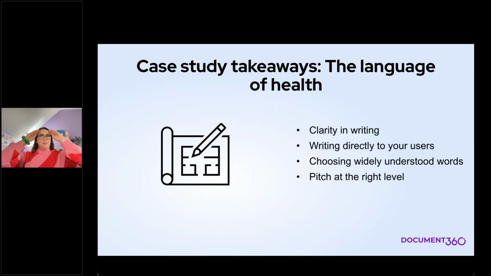And then what are some takeaways that we have from this case study that you can use in your work today? So one of them being clarity in writing. Is your writing clear to your audience? The next one is writing directly to your users. One of the tips earlier, especially for gendered language, was that rather than adding that into your content, make sure that you're writing directly towards your user versus trying to personalize and tailor a message to them. And also pick words that are widely understood, and pitch at the right level.